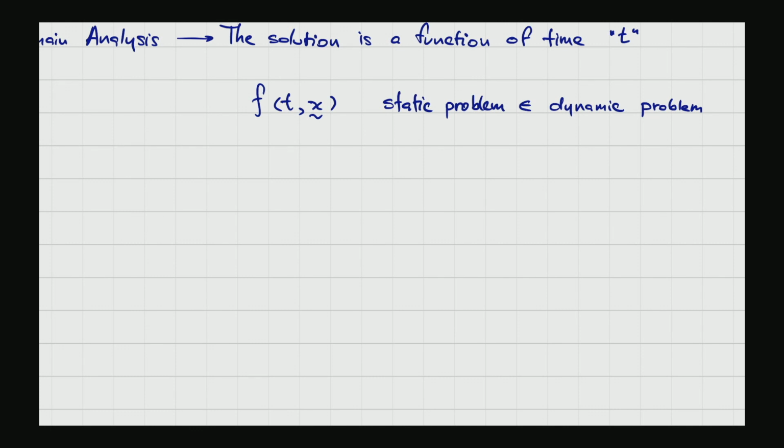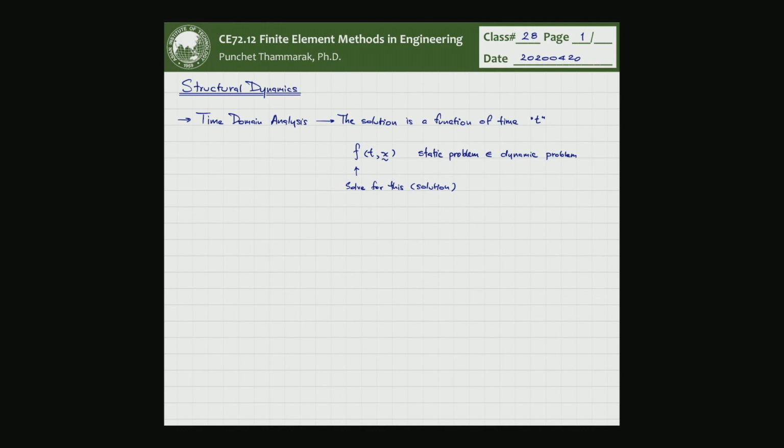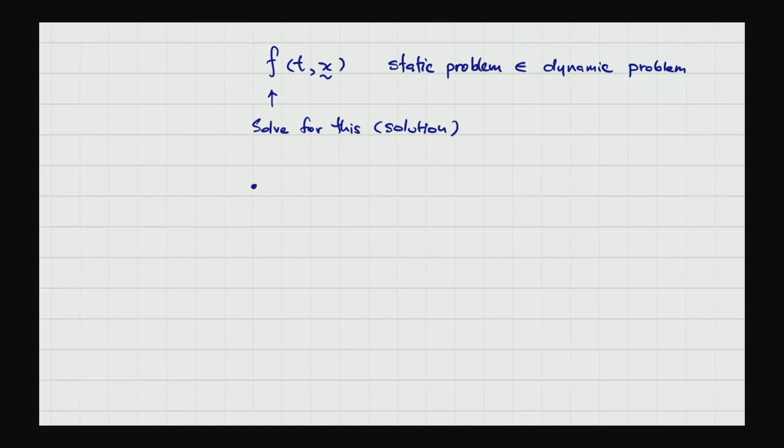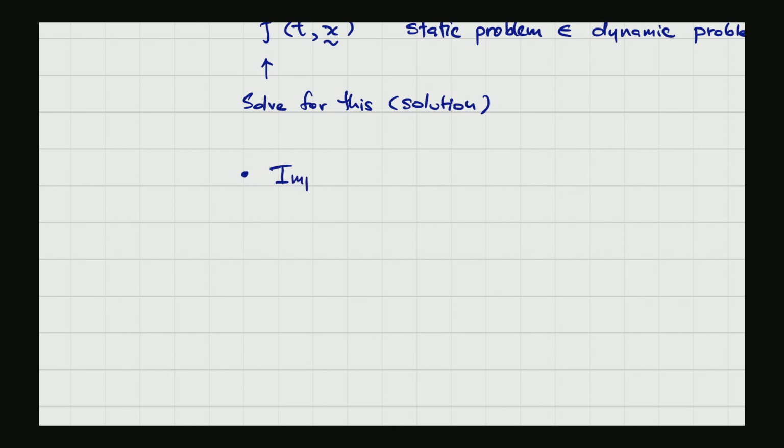And in order to solve and get all of these, this is what we want. We want to solve for this. This is our solution. So to come to this point, you have a couple of options. If you do the time domain analysis, you have two major options. First of all, you have the so-called implicit time integration. And another option is the explicit, again time integration.